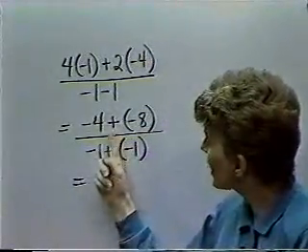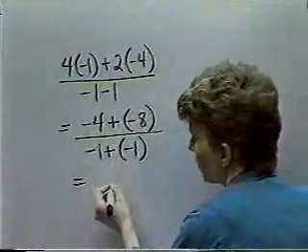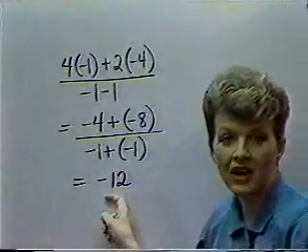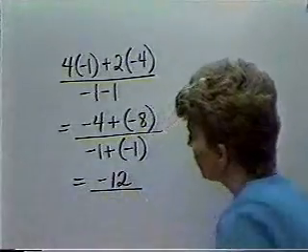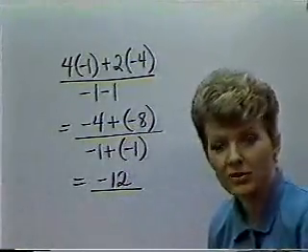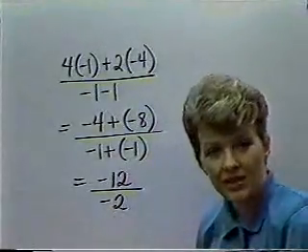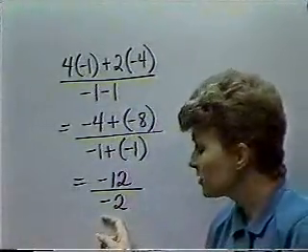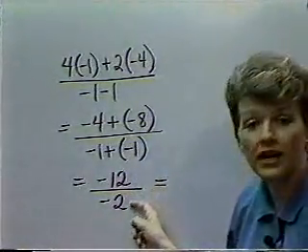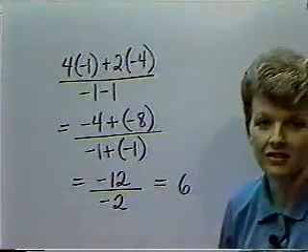In the numerator, I'm adding two numbers with like signs. So add their absolute values. 4 and 8 would be 12. Keep that negative sign, the numerator simplifies to negative 12 over, in the denominator, I'm adding two numbers with like signs. Add the absolute values. 1 plus 1 is 2, and keep that same negative sign. In this case, the answer to the denominator is negative 2. Then I have a negative 12 divided by a negative 2, which would be positive 6 or 6.